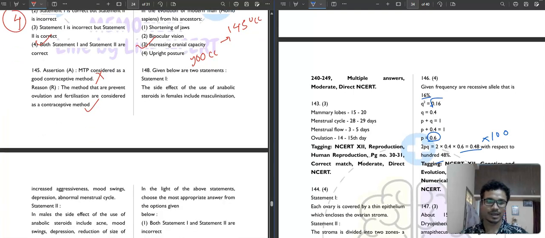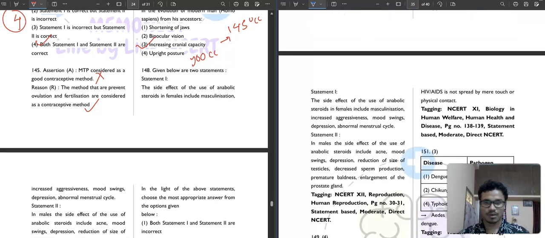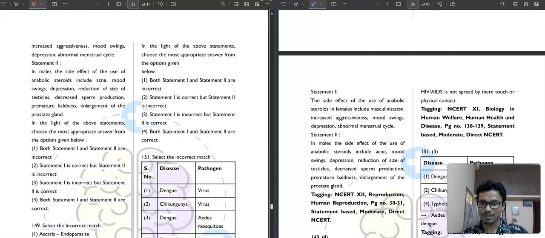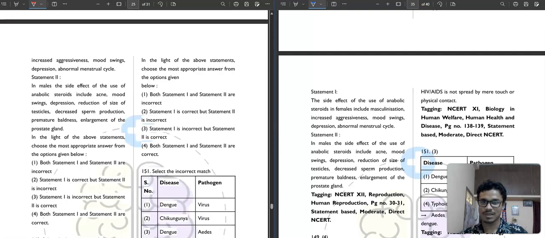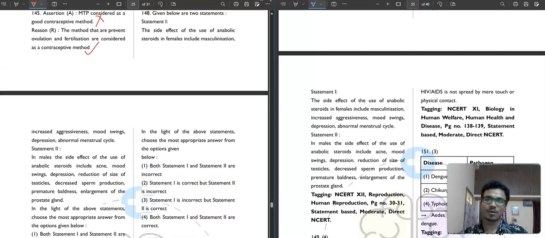Then 148. Let's see what it is saying. Again two statements are given, so let's read the statements. The first statement says that the side effects of the use of anabolic steroids in females include masculinization, increased aggressiveness, mood swings, depression, abnormal menstrual cycle, etc. So is it correct? Yeah, it is absolutely correct.